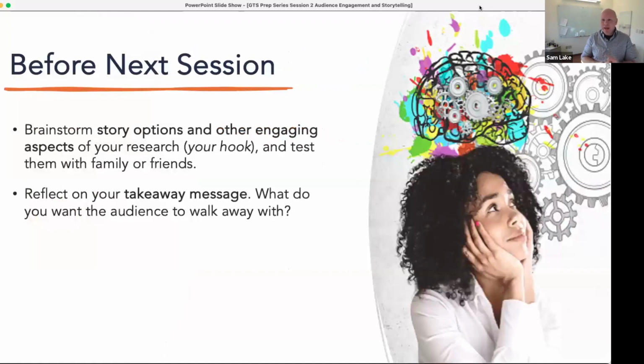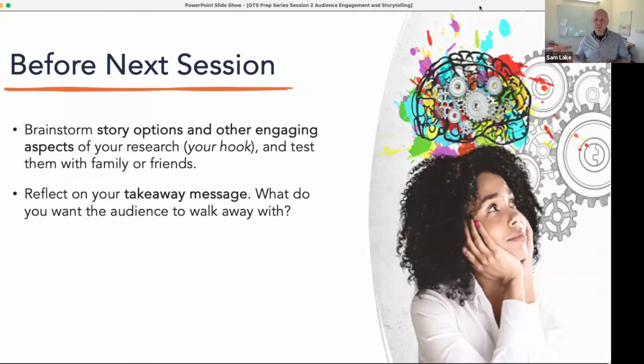With that, we have some recommendations, some homework assignments leading into session 3. What we want you to do is continue these conversations, continue the reflection, and think about other story options you might have, other engaging aspects of your research that maybe you didn't include within the breakout rooms. Practice it. Think about what your hook could be, test it out with your friends, find that dry erase board if that's helpful, or just find a place where you can get together, have a beverage or two, and talk through some of these ideas.